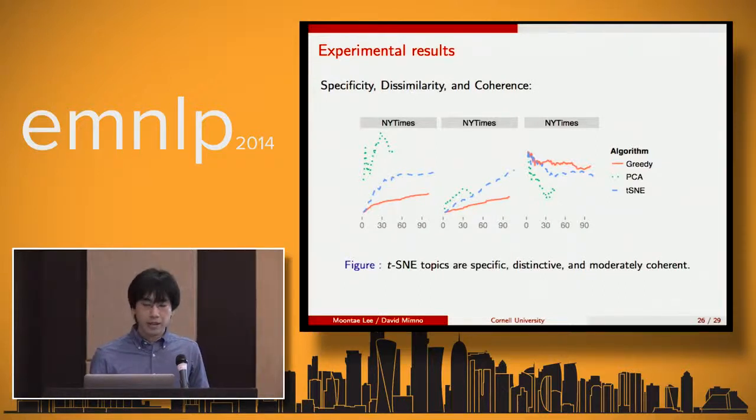So our t-SNE method and also PCA make more specific and dissimilar topics, whereas coherence is a little bit lower, but still comparable around 90 topics. But see, PCA's topics are far less coherent.